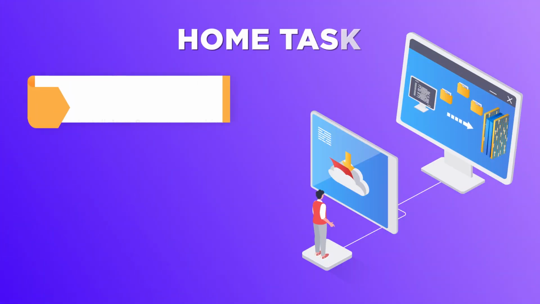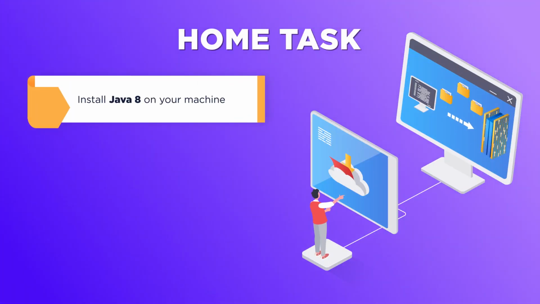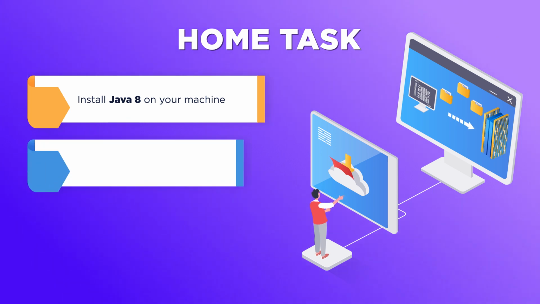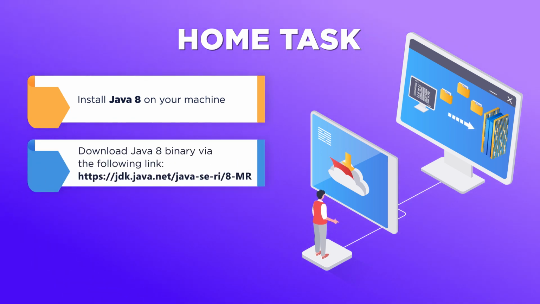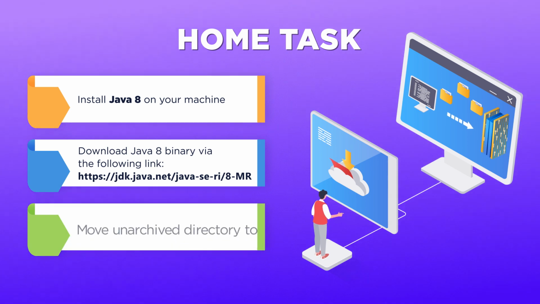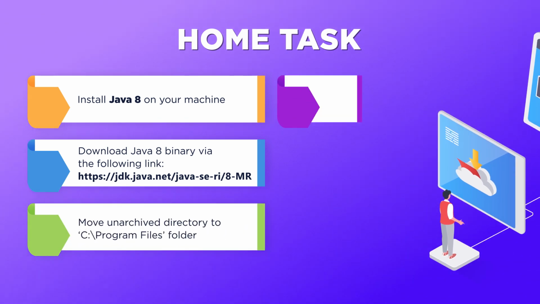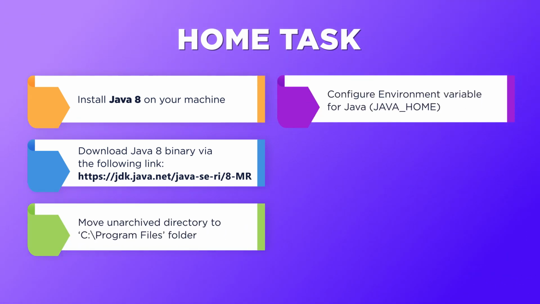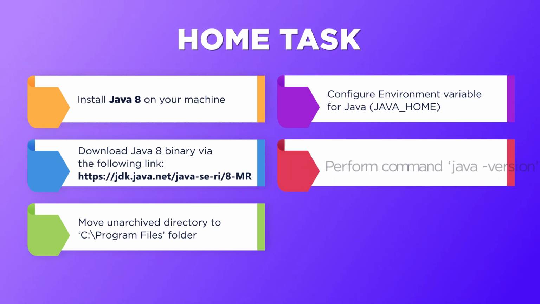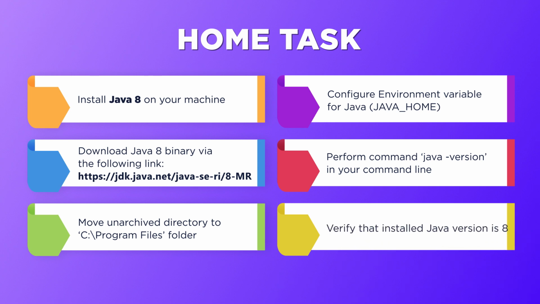Your home task will be to install Java 8 on your machine. To do so, you should do the following: download the Java 8 binary via the link provided in the slide, configure the environment variable JAVA_HOME, run the command java -version in your command line, and verify that the installed Java version is 8. That is everything I have for you for today.